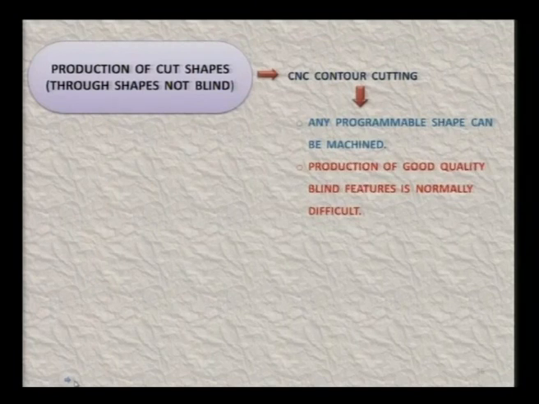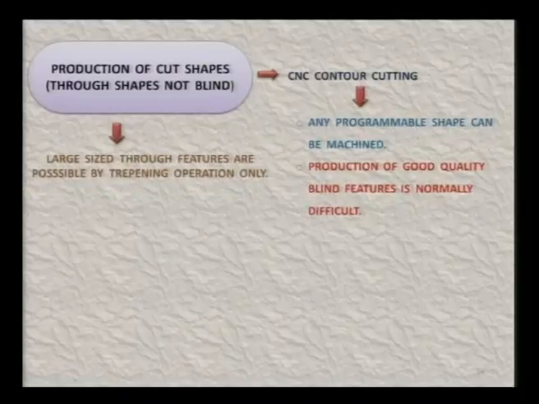Production of good quality blind features is normally difficult. This is very good for through shapes or through cutting, and it is really difficult to perform high quality blind grooves or milling operations. Large sized through features are possible by a trepanning operation, as I have explained on the board.